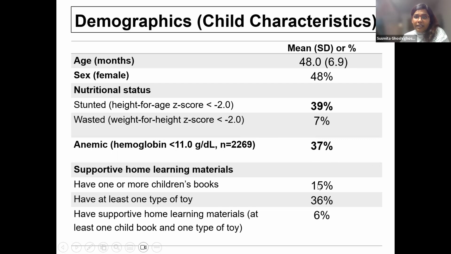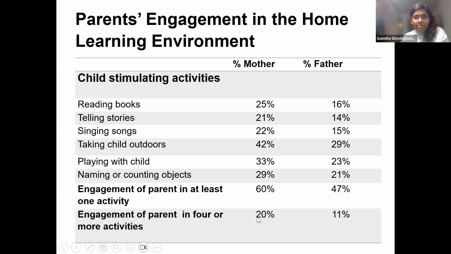And if we look at the supportive home learning materials, only 15% of the children had one or more children's books, and 36% had at least one type of toy, and only 6% of the children have supportive home learning materials. That is, at least one child book and one type of toy.